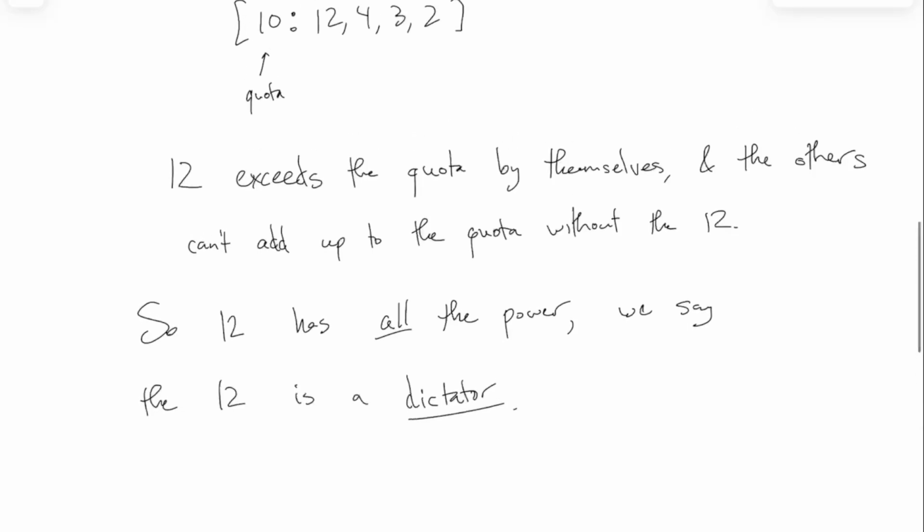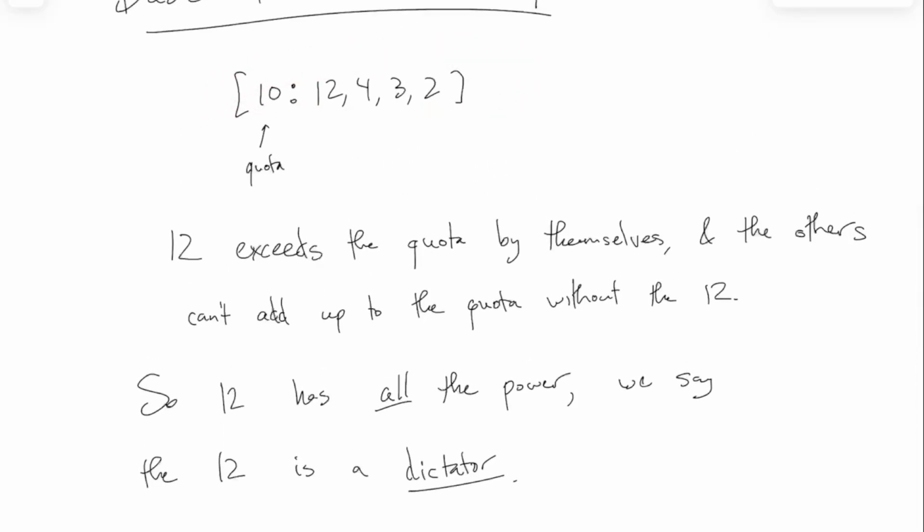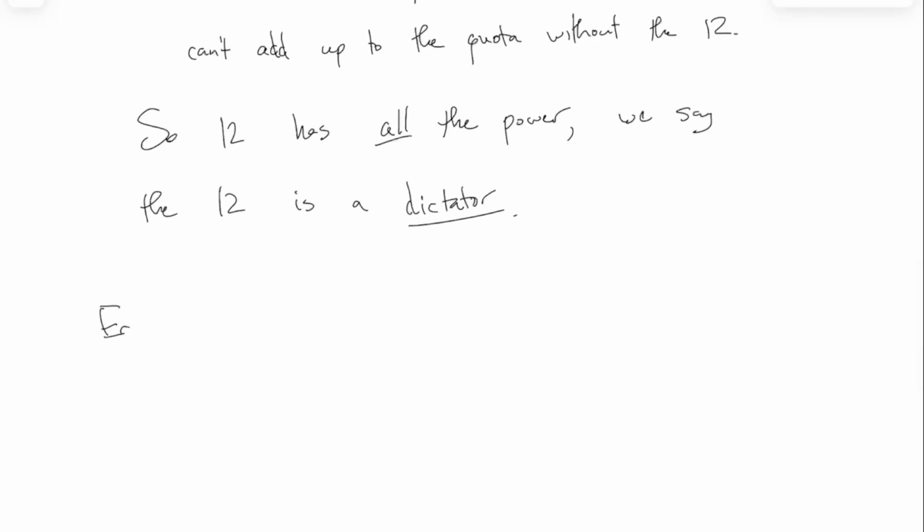And if you're looking at a system like this, this would be a very easy homework question. I show you a system like this and I ask, is there a dictator? It's very easy. The way to tell is just, are any of these numbers greater or equal to the quota? So it's very easy to see if any weight is equal or bigger than the quota.